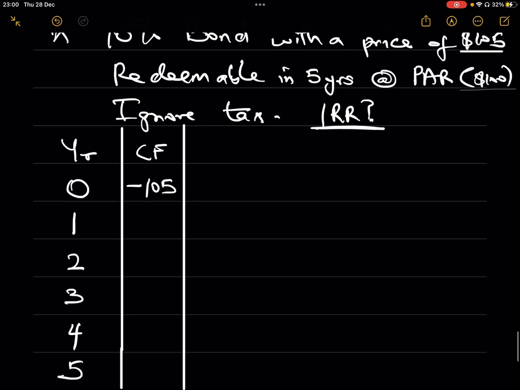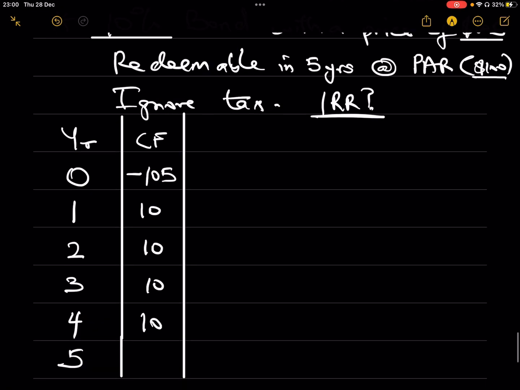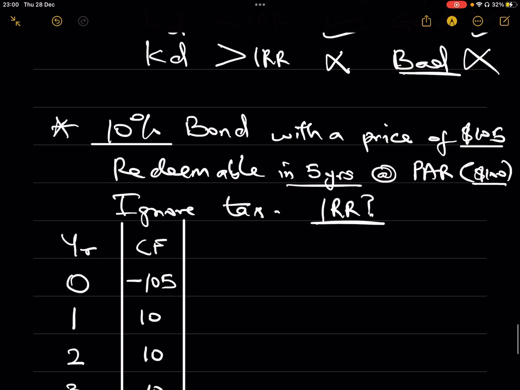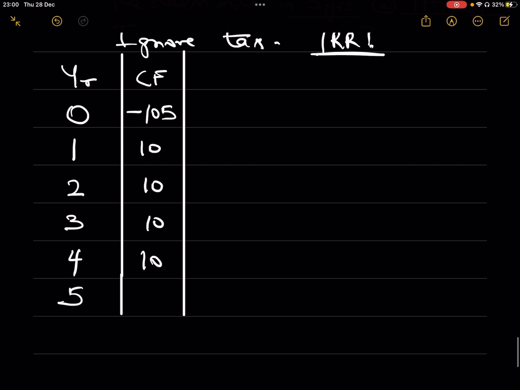But when 105 goes out of my pocket, this bond pays interest at 10% every year. And remember, the interest is always calculated at par, not on the price. So 10% of 100 is 10. So every year I will get 10 interest on this bond. Even on year 5, redemption is in 5 years' time and at par. So I will get my $100 back, plus the interest of $10, a total of 110.